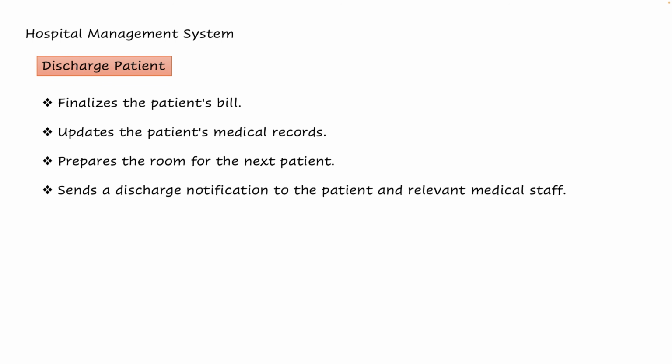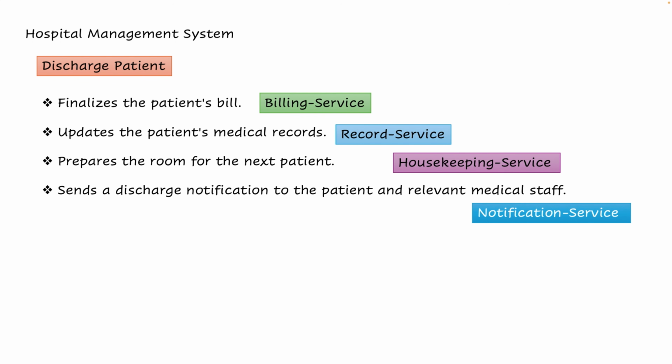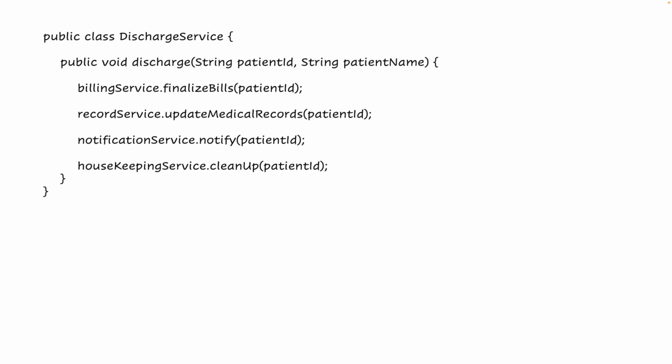Now if you observe, I have four different kinds of actions. For billing, I will create a billing service. To update the patient records, I will create a record service. Similarly, for cleanup and assigning the room to the new patient, I will create a service called housekeeping service. And for notification, I will create a notification service. Now if you design this theory into code, it will look something like this, right? I have a discharge service and I have a method called discharge. Inside that, I am just invoking each and every service and their methods, right?